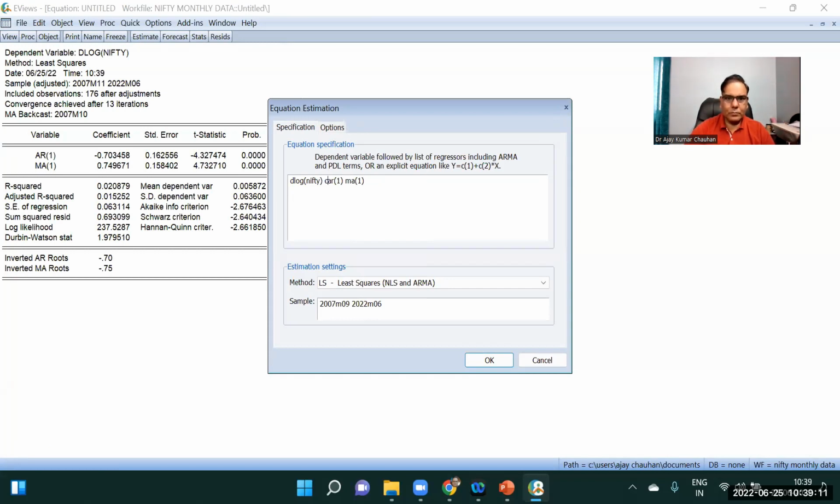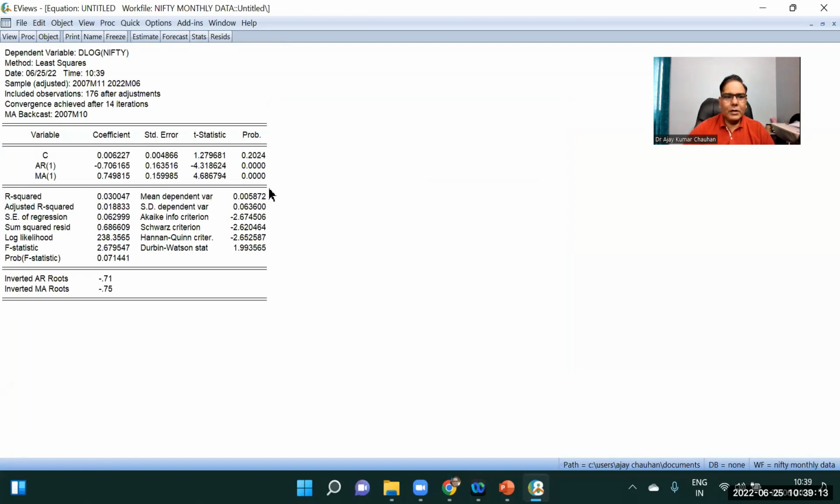So both AR term and MA term are found to be significant. So it means we can take it. And one thing you have to note down, this AIC value is minus 2.6745. If this value comes down, then it's always better.